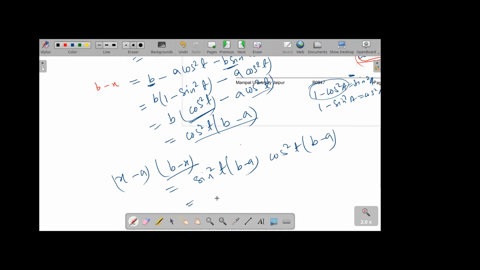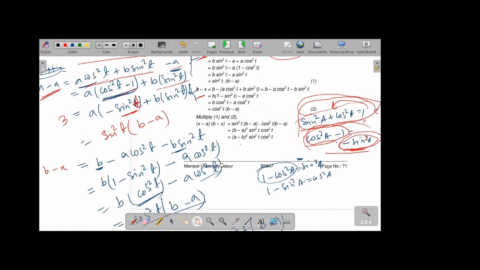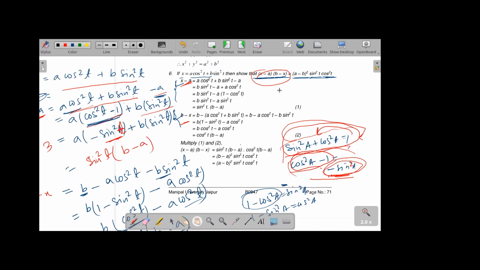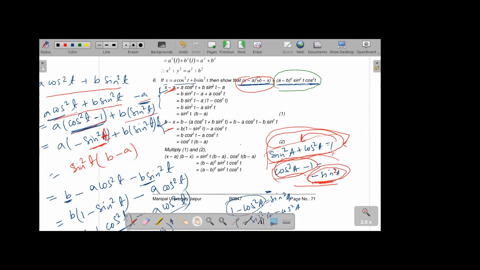So this will come as sin square t cos square t, and this will be b minus a, which will become b minus a whole square. I think that was what needed to be proven. No, this is not it. Actually, the answer is wrong. We need to prove a minus b, but here it is b minus a.